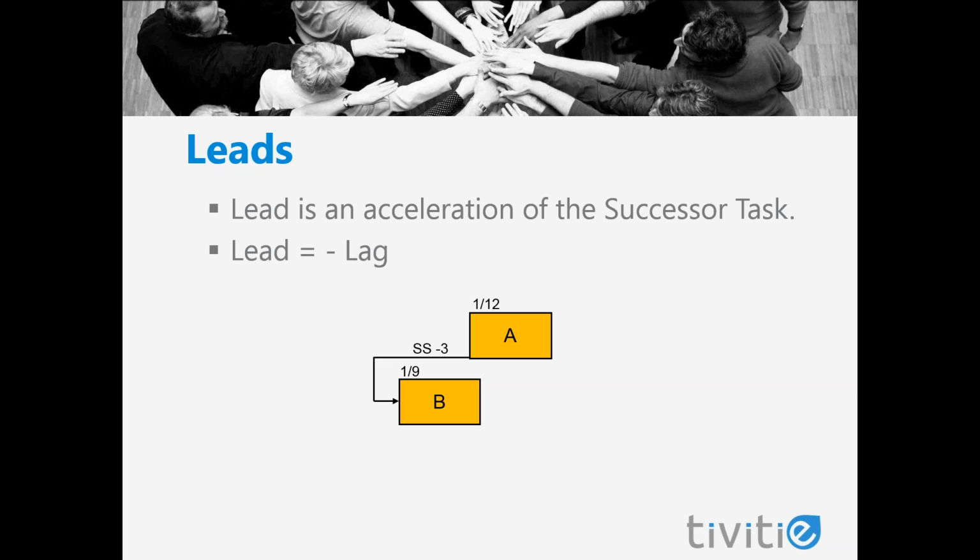Lead is an acceleration of the successor. So we talked about lag, which is a way to delay the successor. Lead is a way to accelerate the successor. You can think of lead as negative lag, and that's actually exactly how we enter it into Microsoft Project, as a lag with a negative value. It's much less common to see a lead than a lag. I've rarely used them in 30 years of building schedule models, so they're not something that is commonly used by most people.